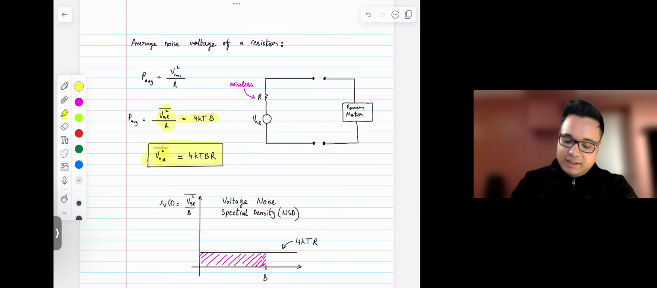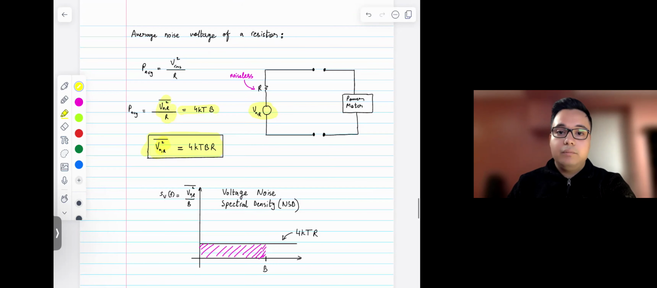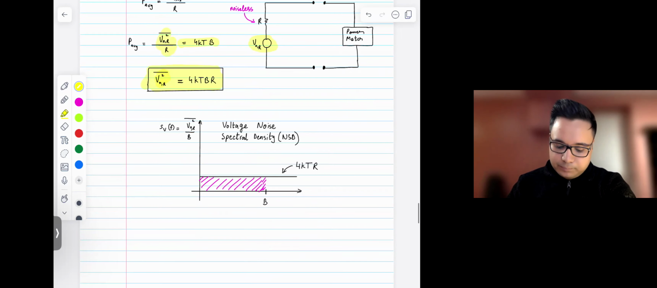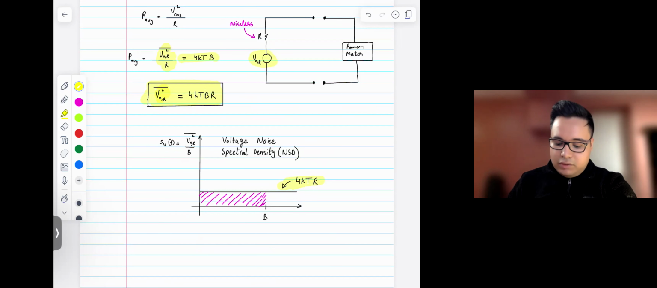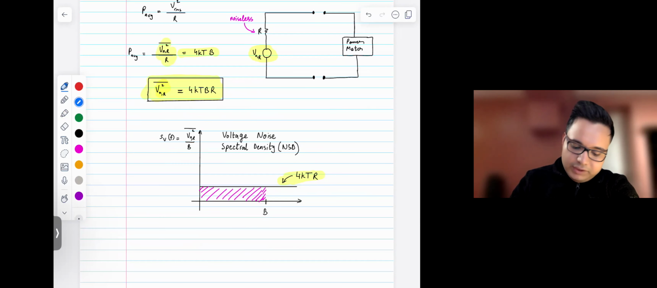This is essentially if you're modeling the resistor with a noisy voltage source, or a voltage source that is modeling the thermal noise of a resistor. The voltage noise spectral density would look something like this, where it has a value of 4kTR. And by the way, the voltage noise density is the same as this term here divided by bandwidth.